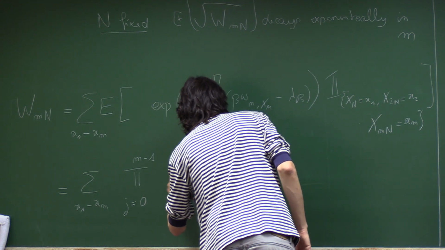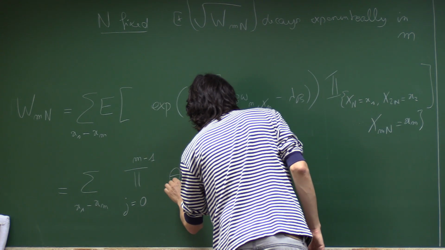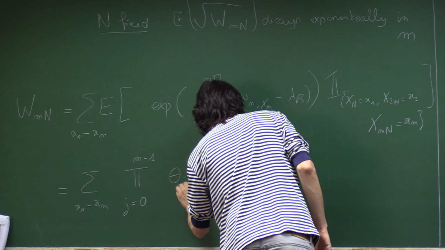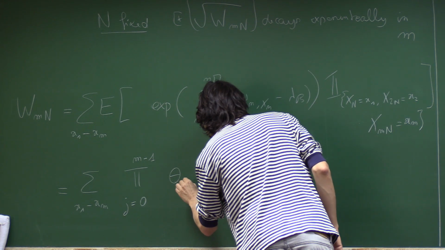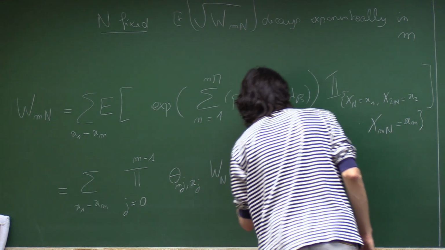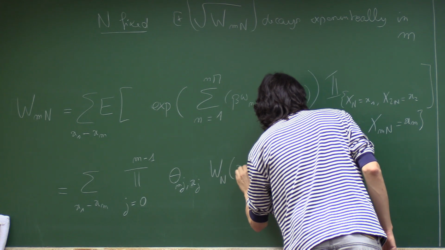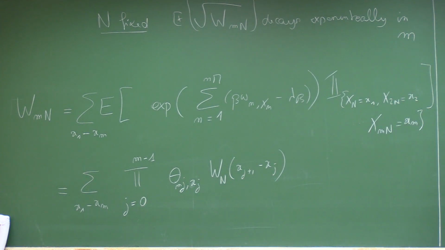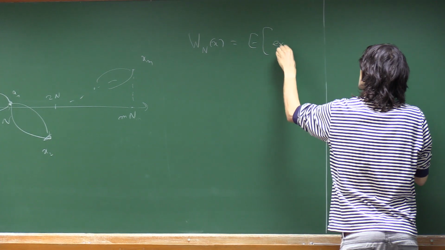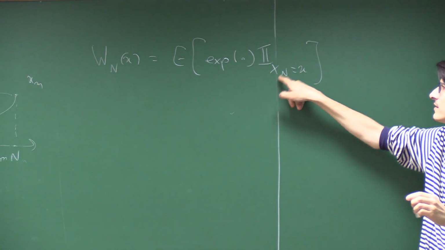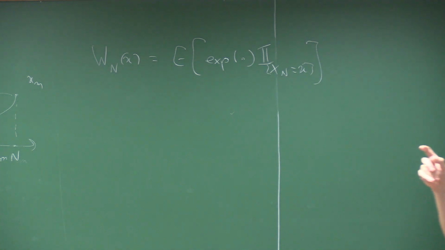Okay. Here you have theta, mj, xj, wn, xj plus 1 minus xj. Okay, so here some definitions are missing. So wnx is just the partition function where you restrict to the endpoint being x. Okay?